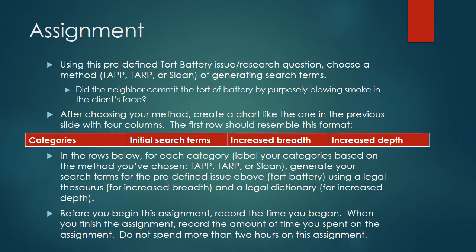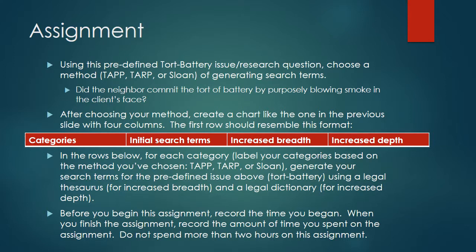Here's one more important thing about this assignment. First of all, do not spend a lot of time on this assignment. I'm not saying that you shouldn't do a thorough and careful job, but it's important to not get too involved in wasting time on search terms, because this should be a process that simply you write down your search terms that are obvious in the initial search terms column. You go to a legal thesaurus and you find more terms, and you go to a legal dictionary and you find other terms. And it's something that you should be able to do in no more than 2 hours, okay?